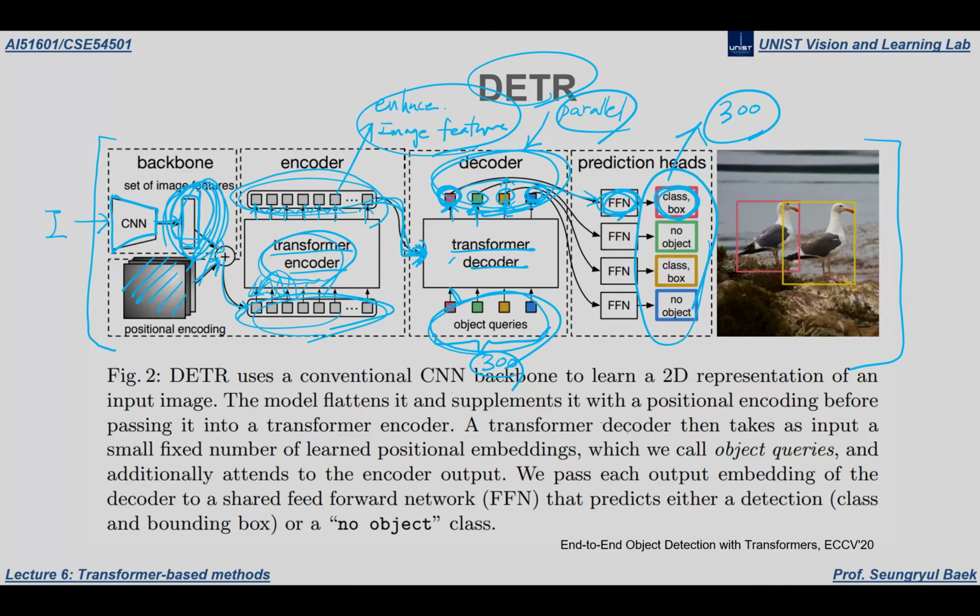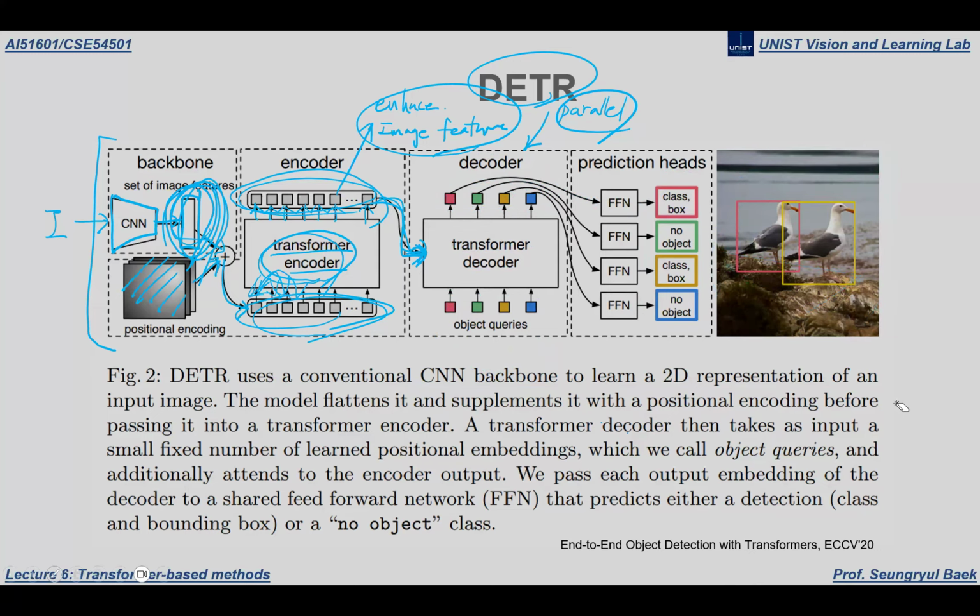If there are more than 300 objects inside the images, you may have to adjust this value to be larger than 300. But normally in DETR, we set these values as 300, and slightly adjust the values around 300. Okay, this is the DETR operation.